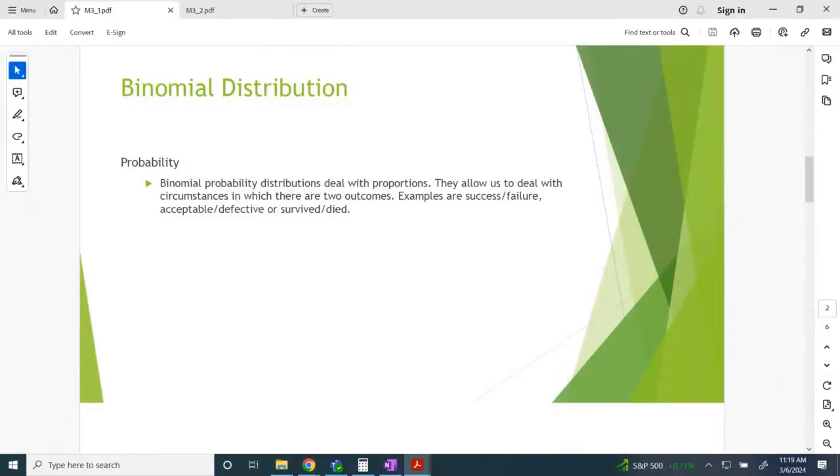It deals with proportions. So remember that a proportion can be written as a decimal, and the decimal can be written as a percent. Okay, so in this binomial distribution, we're dealing with proportions. In the word binomial, that prefix is bi. If you think about a bicycle, it has two wheels. For our binomial distribution, we only have two outcomes, right? The outcomes could be pass or fail, yes or no, good or bad, male or female. Okay, there's only two outcomes.